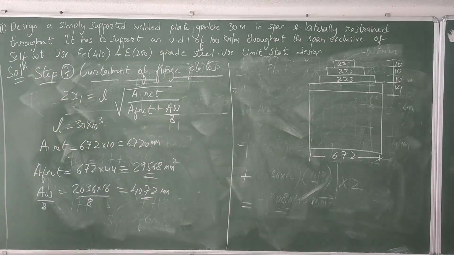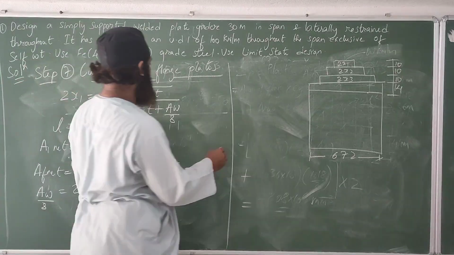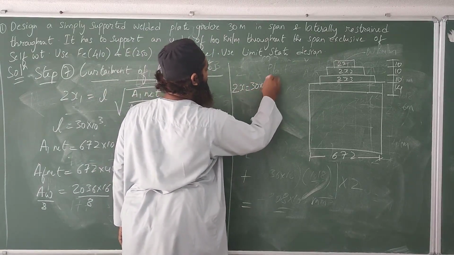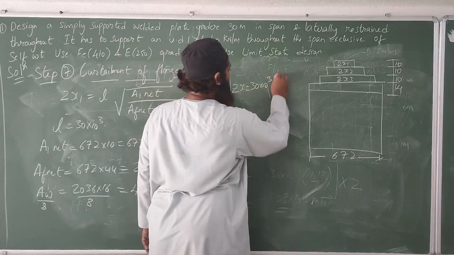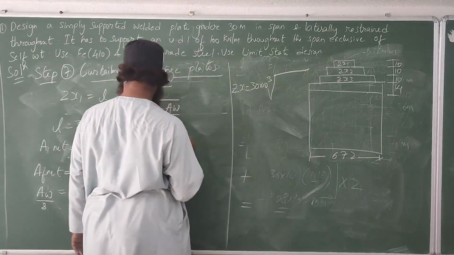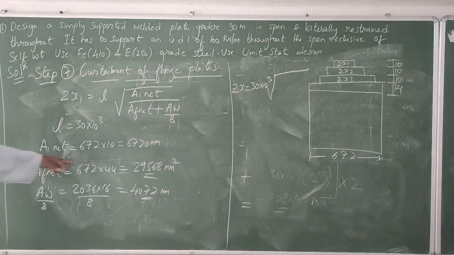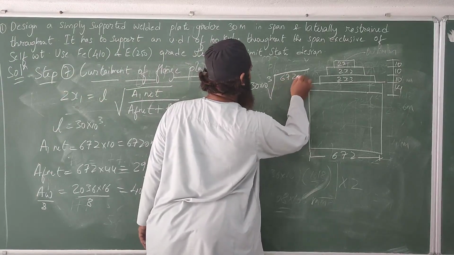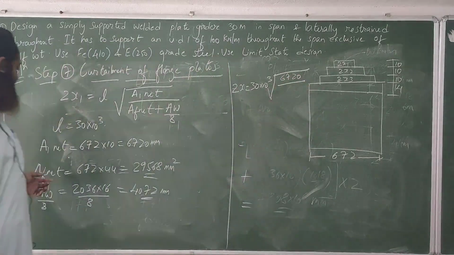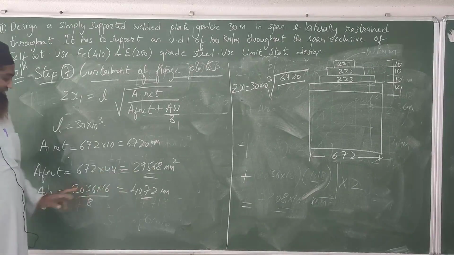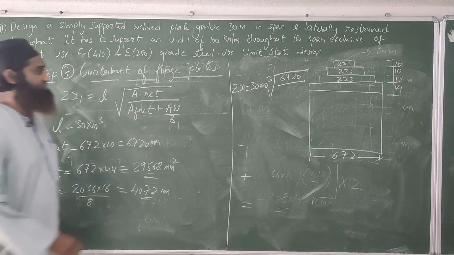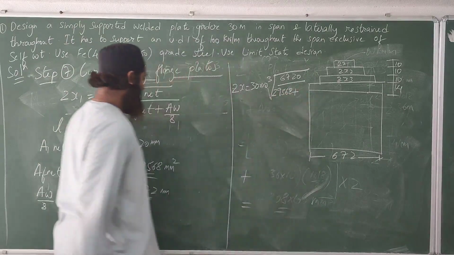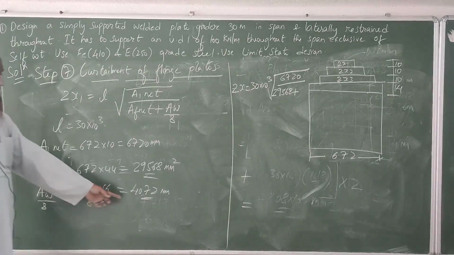I'll just put all these values and we'll get what is 2x1. So 2x1 is equal to 30 into 10 cube, into root of A1 net. You can see here A1 net value 6720, divided by AF net. AF net we are getting as 29568, plus AW by 8. AW by 8 we had calculated 4072.